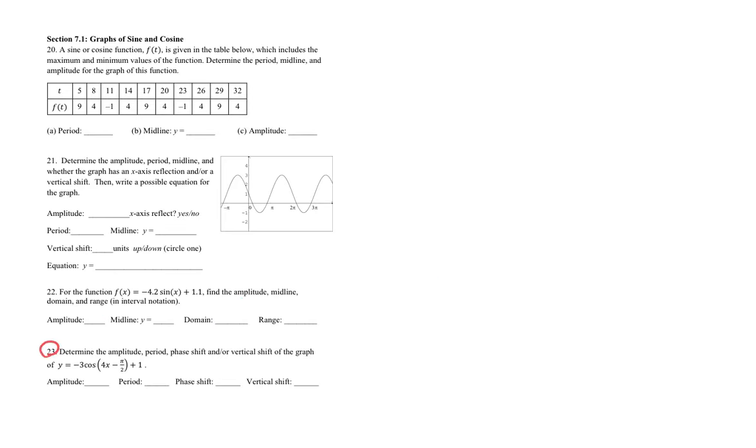Okay, so next we're going to look at number 23. We need to determine the amplitude, period, phase shift, and any vertical shifts in the graph. So I think our first step is we need to be able to tell what that b value is that determines our period. So I think our first step is to factor out a 4 from inside the parentheses there. And so then I'll be left with x minus pi over 8. That's what I get when I divide pi over 2 by 4. And then still plus 1 on the outside.